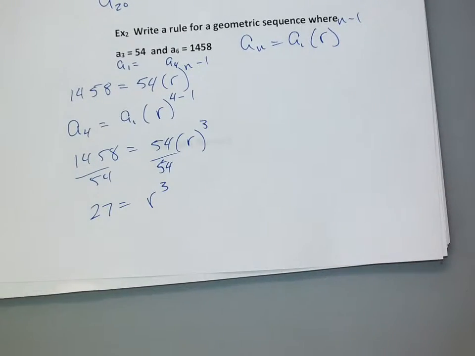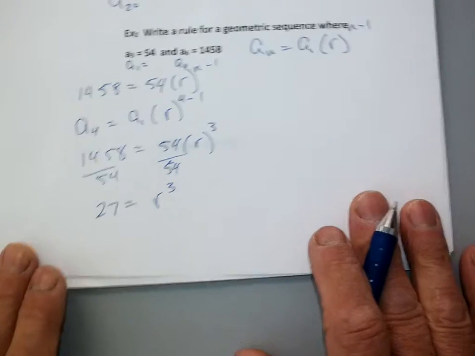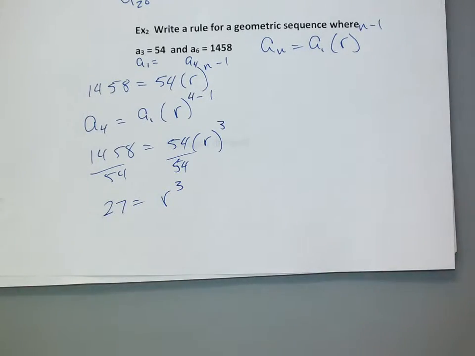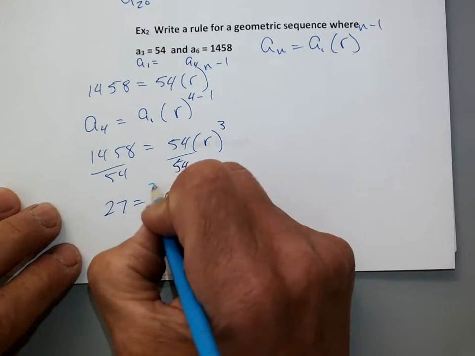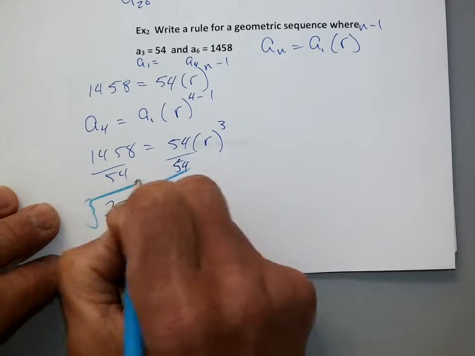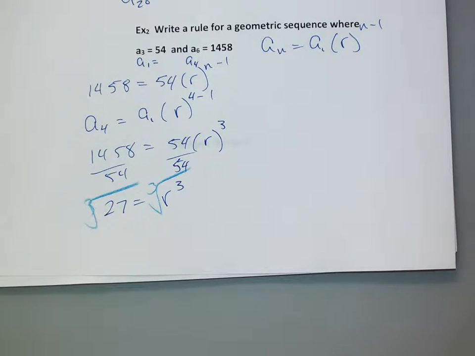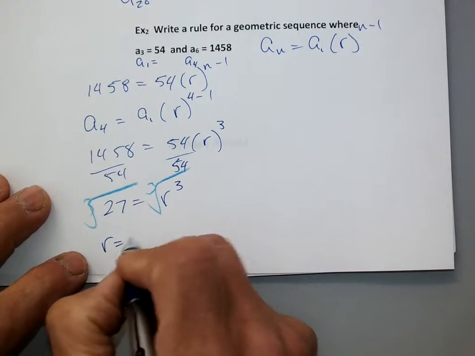So what would I do to solve for r? Well, close. You meant to say cube root. I knew that's what you meant. Everybody agree with cube root, right? And what's the cube root of 27? 3. So my multiplier is 3. So r is equal to 3.